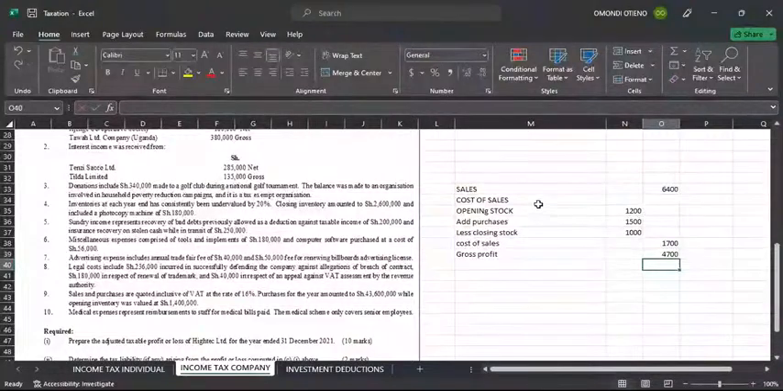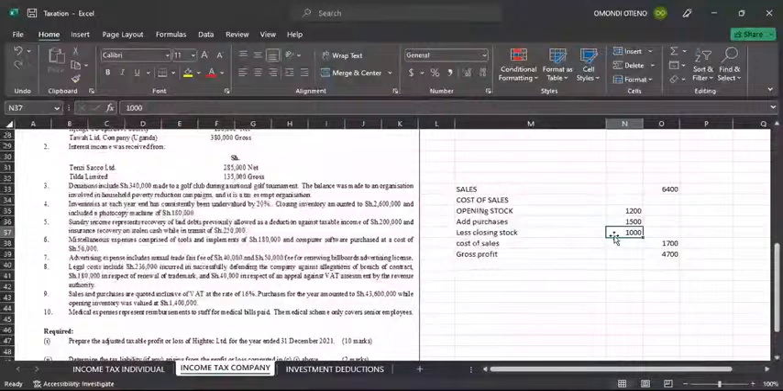So hapa ndani, inside our closing stock, ndani ya closing stock tuliambiwa kuna, is it closing stock or closing inventory, and includes a photocopying machine of 180,000. So let's see. This photocopying machine iko ndani ya closing stock. So we want to see how closing stock affects our gross profit. Our closing stock here is 1,000 and we have a photocopying machine of 300. So tukiweka hiyo photocopying machine inside the closing stock, see what we are having as our gross profit.